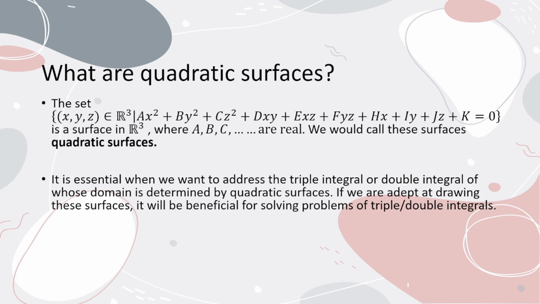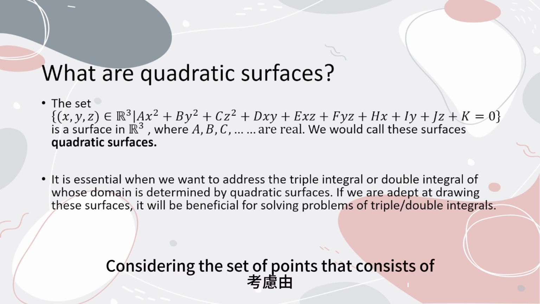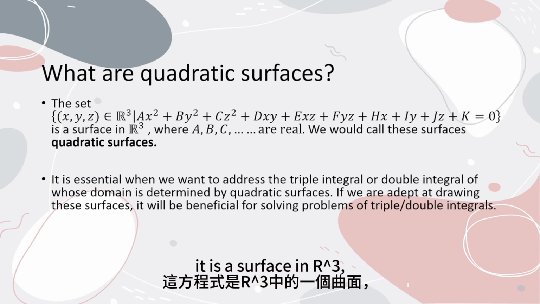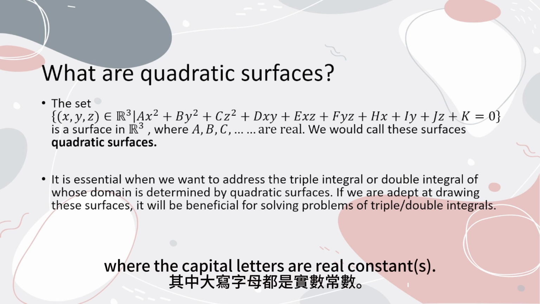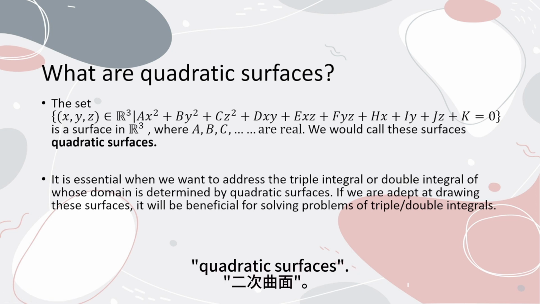First of all, what are quadratic surfaces? Considering the set of points that satisfy a polynomial equation of degree 2 in 3 variables, it is a surface in R3, where the capital letters are real constants, just like this. We will call these surfaces quadratic surfaces.